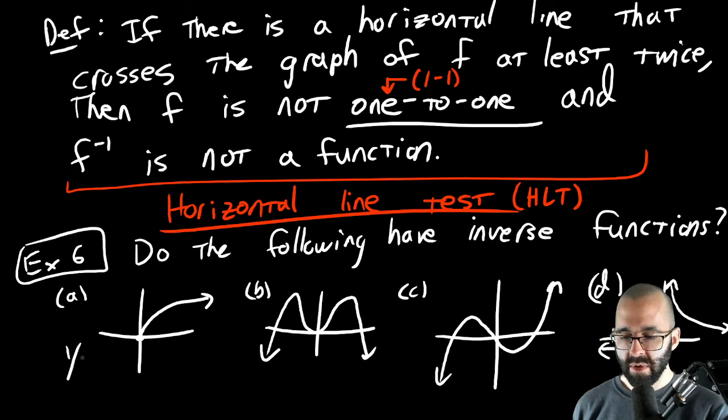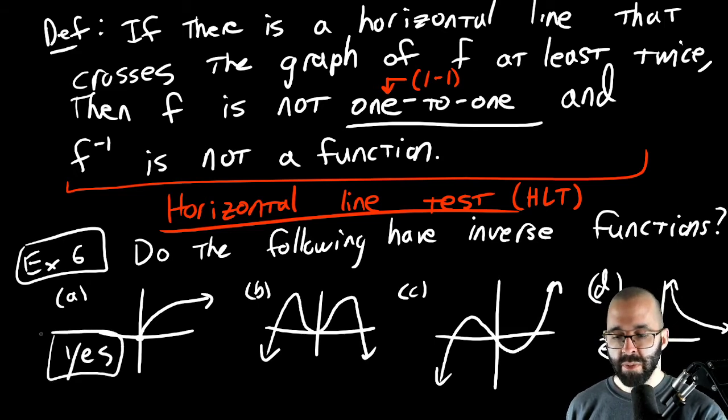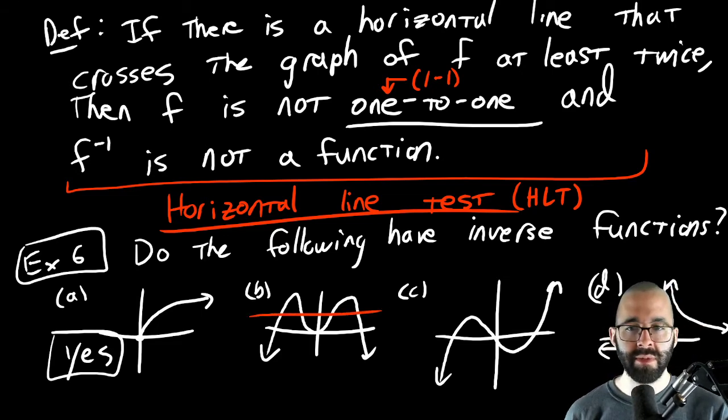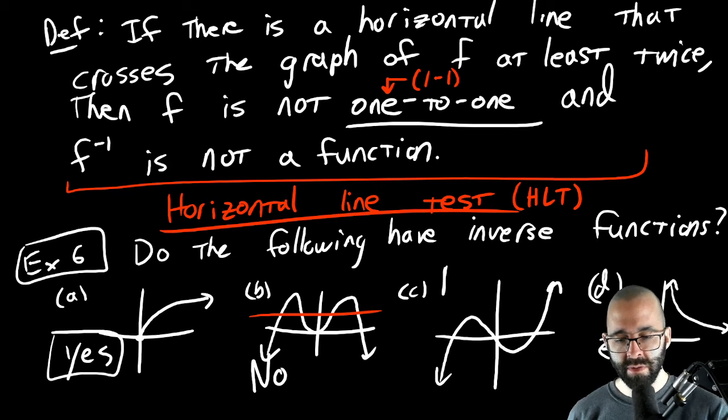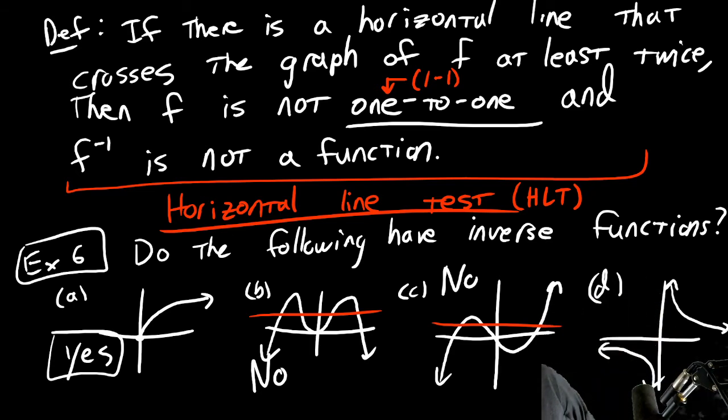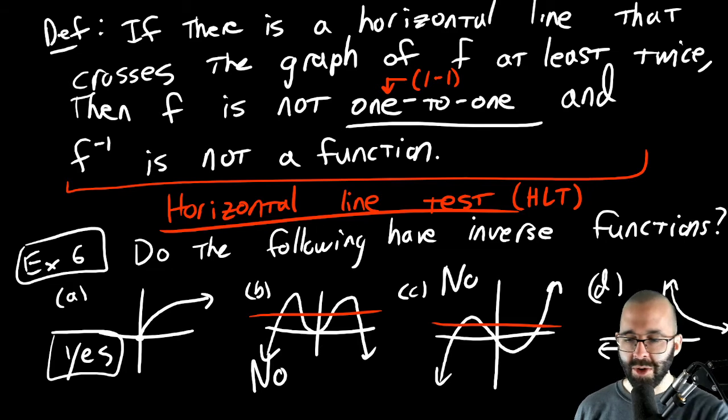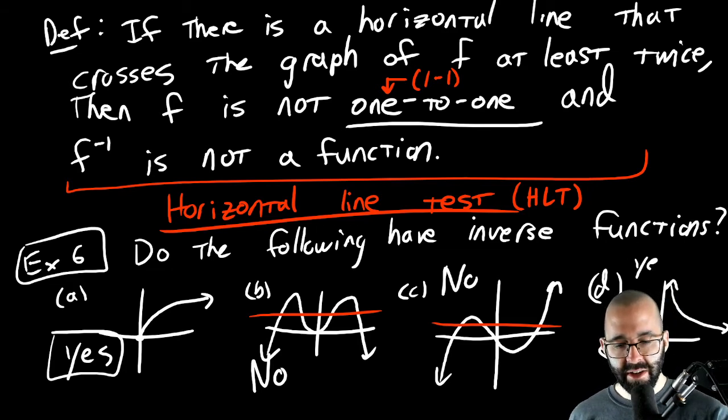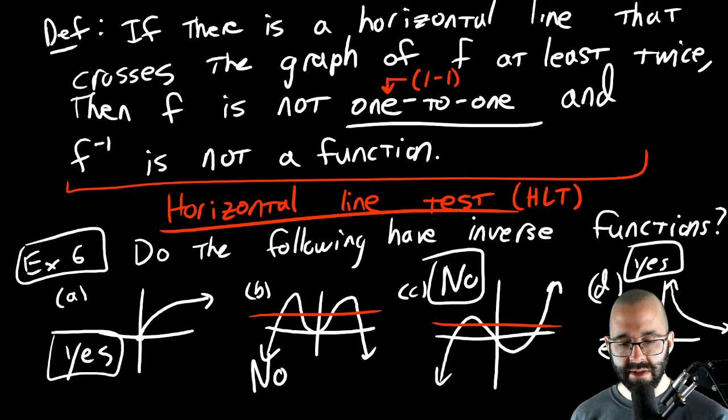First problem, yes, it does. It passes the horizontal line test. Second one, nope. There's many horizontal lines that this one fails. It does not pass. Third one, nope, does not pass. Again, there's a bunch of different horizontal lines you could draw. The fourth one, that's our reciprocal function. This does have an inverse. In fact, its inverse is also itself. This first one is a toolkit function, right? This first one's the square root of x.